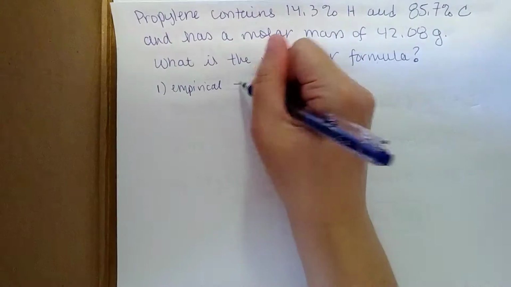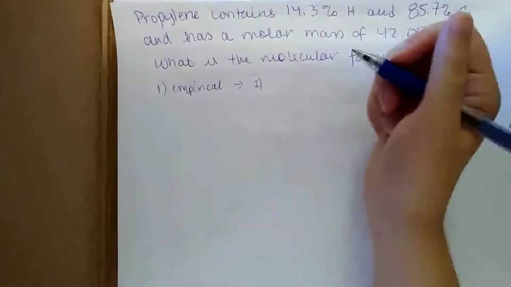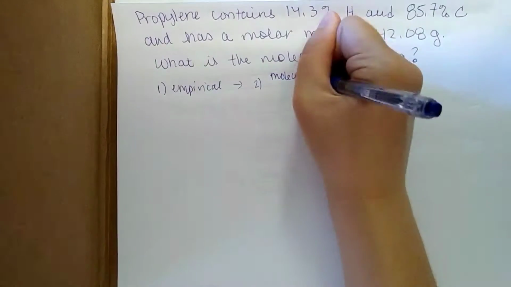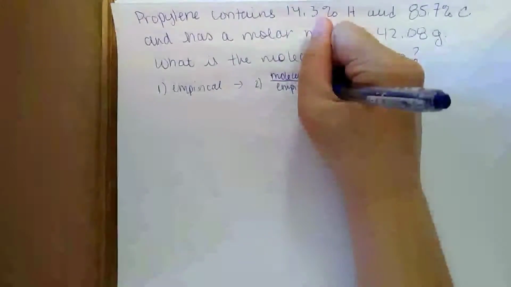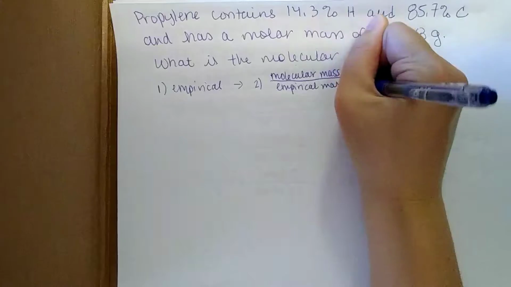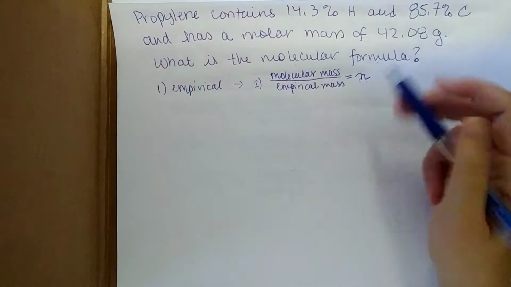And then once we have that, we can take a ratio of the empirical and molecular formula. So we can do the molecular mass over the empirical mass to give us this value of n. So we'll know what factor we need to multiply our empirical formula by to get to the molecular formula.